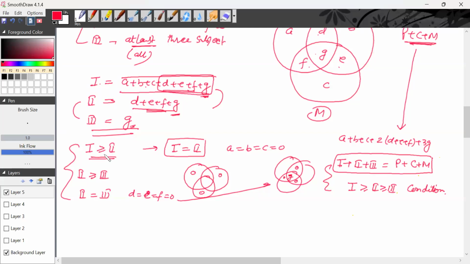When will it become equal? When this portion will become 0. अगर ये 0 हो जाएगा तो इसके बराबर हो जाएगा. The same logic we are extending for at least 2 and at least 3. Yes, sir, I understood. I got it. So this is what we use.